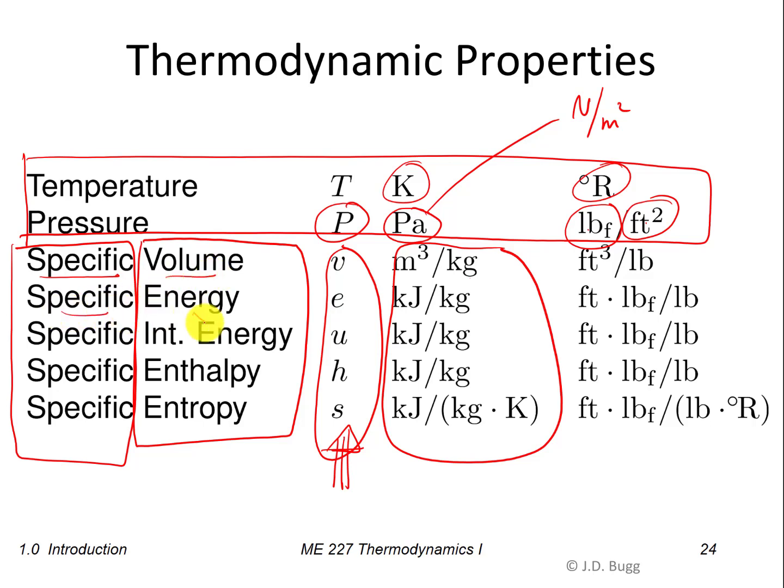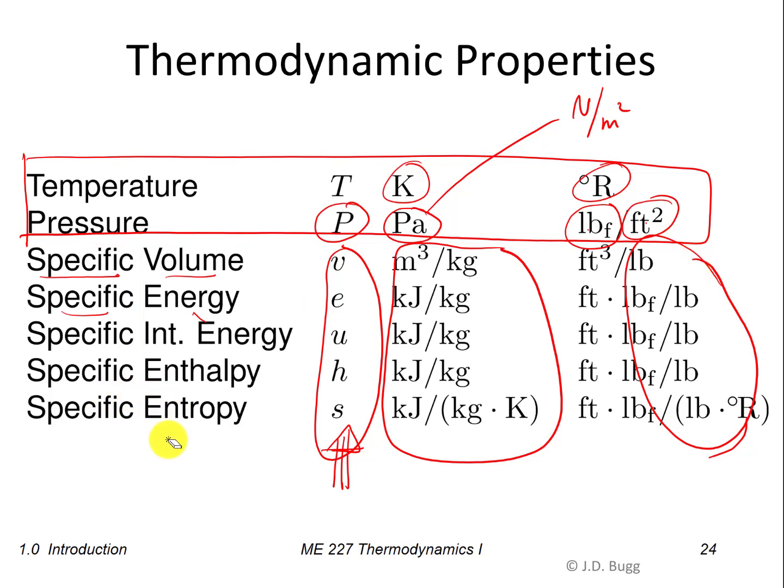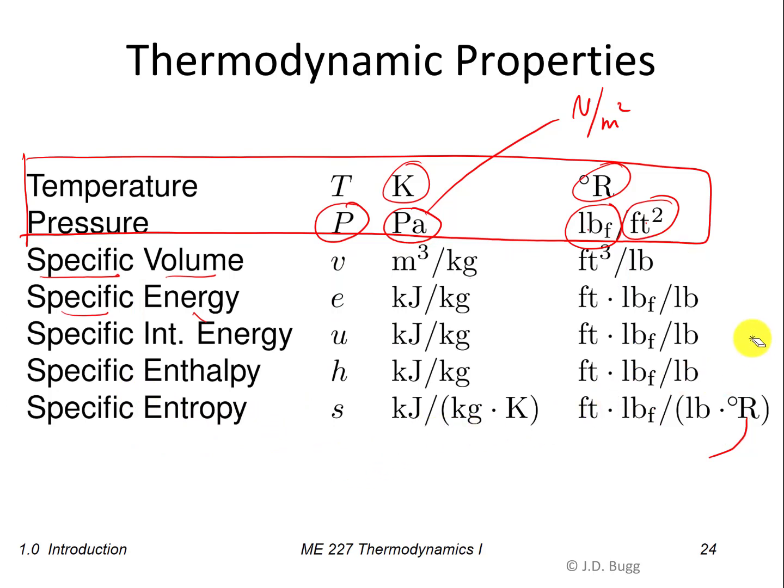English engineering units, exactly the same pattern occurs. There's just an extra pound, and that's a pound mass, in the denominator of the units. So get used to that terminology. That specific refers to a per unit mass basis, and also that we use lowercase letters for the specific version of each property. So that's all of our properties on a per unit mass basis.